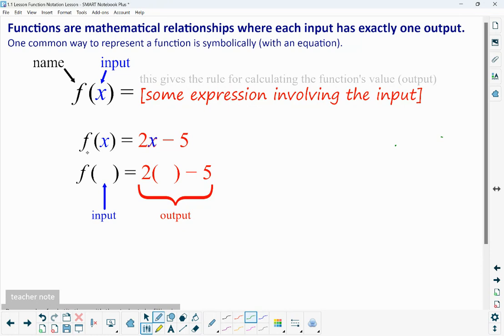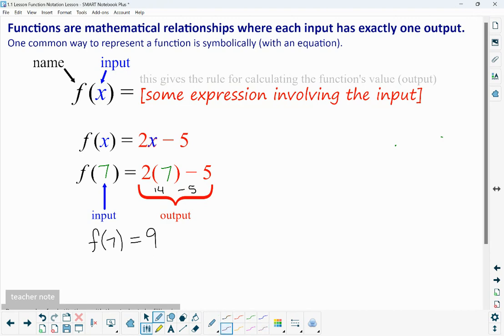So I might have an equation like f of x is equal to 2x minus 5. That tells me that to calculate the function's output, I need to multiply the input by 2 and subtract 5. So for example, maybe I want to calculate f of 7. So I would sub in the 7 for x, and that means my output is going to be 2 times 7 subtract 5. And 2 times 7 is 14, subtract 5 gives me 9. So f of 7 is equal to 9. And for any input I choose, I'm going to get out exactly one answer. So the output that goes with 7 is 9.